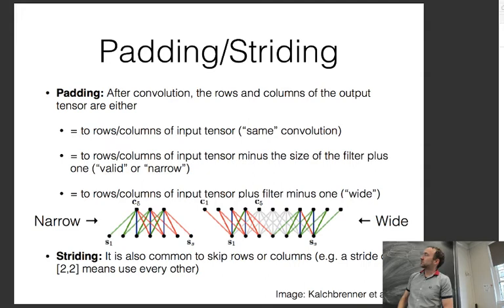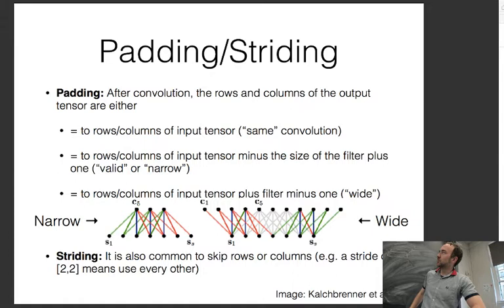Then the opposite is a wide convolution, where you get wider as you do this. You achieve the first one by not doing any padding whatsoever, and this will reduce the size. The other one you get by padding either side with n minus one elements. And the same-size one you can get by doing appropriate padding, so you get exactly the same number. I guess you would pad with n minus one elements on one side to get exactly the same number.